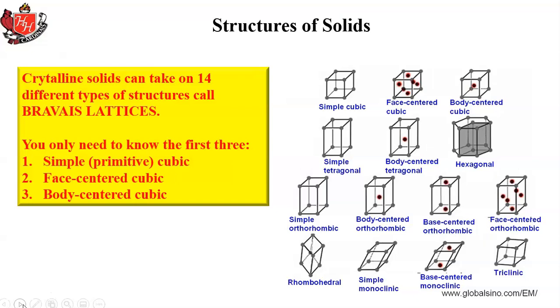Okay, there's all kinds of geometry. If you like geometry, solids are kind of interesting because there's all kinds of geometry that goes along with solids. So crystalline solids can take on 14 different types of structure called Bravais lattices. Now you only need to know the first 3 of these. You don't have to memorize all of these, but it's just to show you how many different arrangements of atoms and molecules can take place in a solid. So the first one we're going to talk about is called a simple, sometimes called primitive, cubic model. Then 2 is the face-centered cubic, and 3 is the body-centered cubic arrangement.